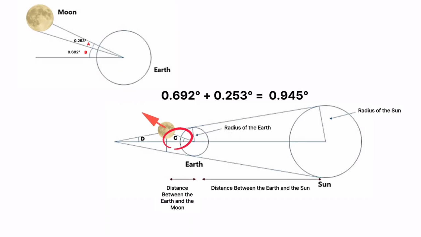For a general lunar eclipse to occur, the angle between the line connecting the Earth and the Sun and the line connecting the Earth and the Moon should be 0.945 degrees or less. This condition means that the moon must be within the range where Earth's shadow can reach it, allowing for a partial or penumbral eclipse to occur.